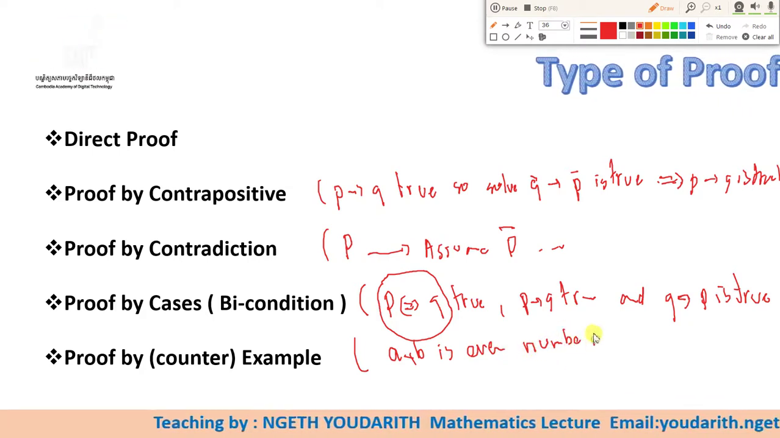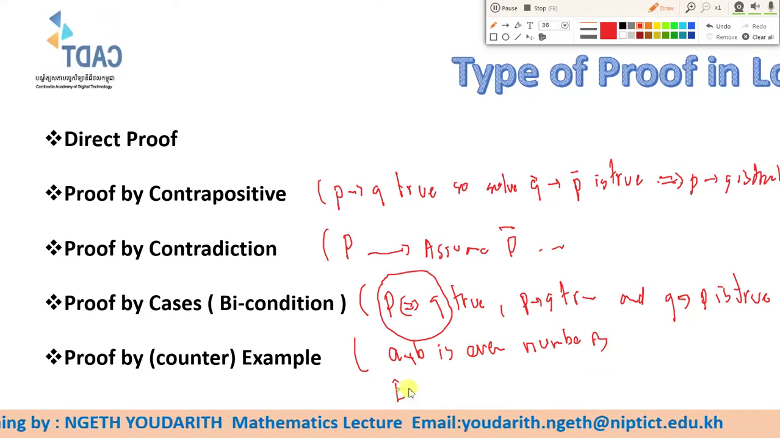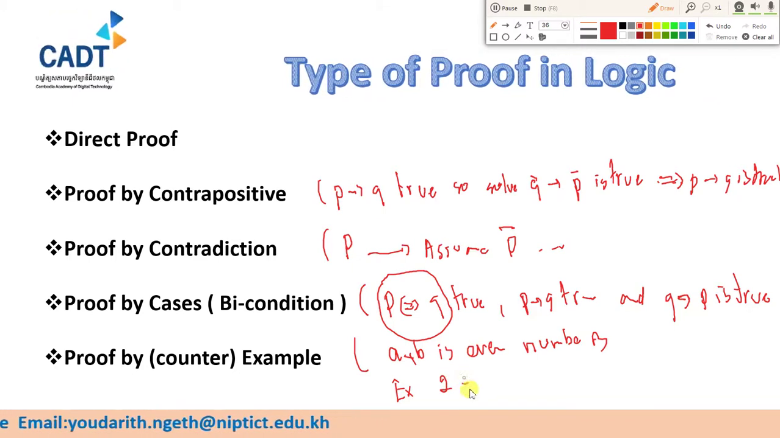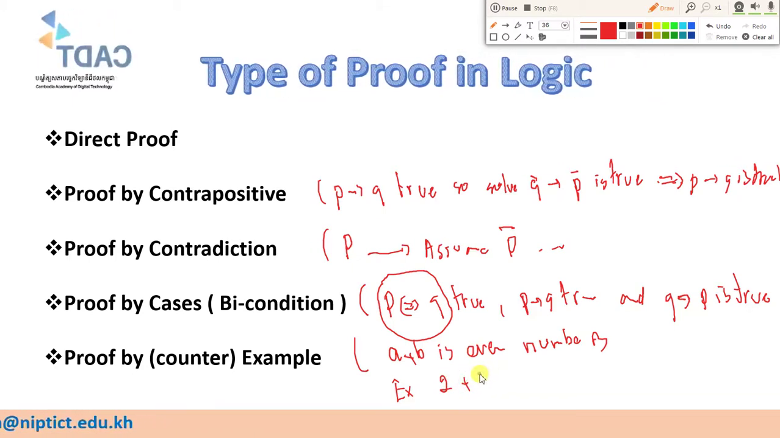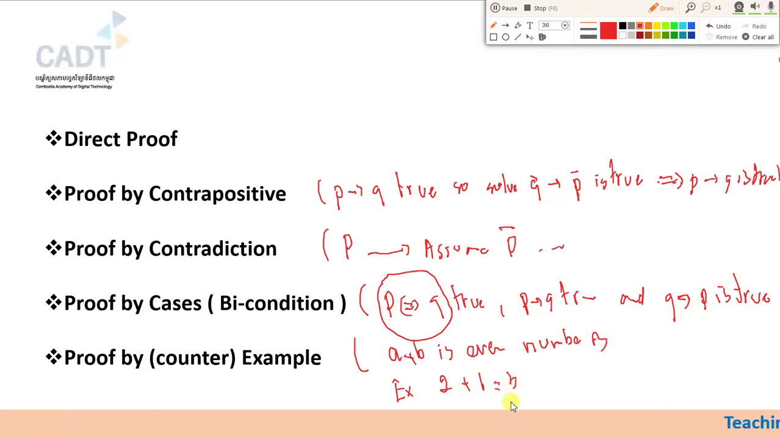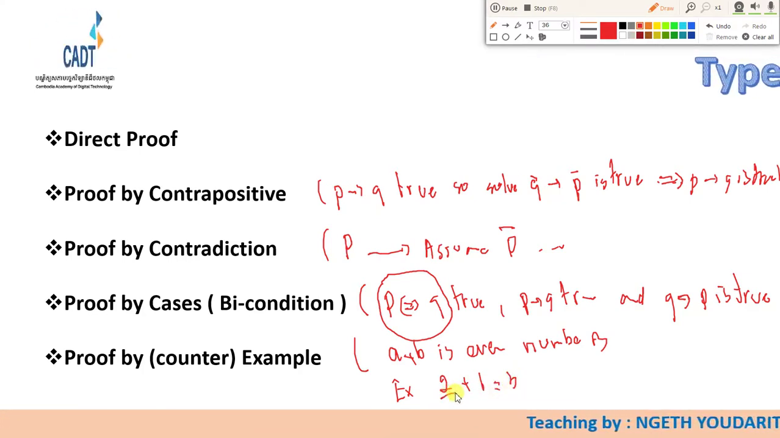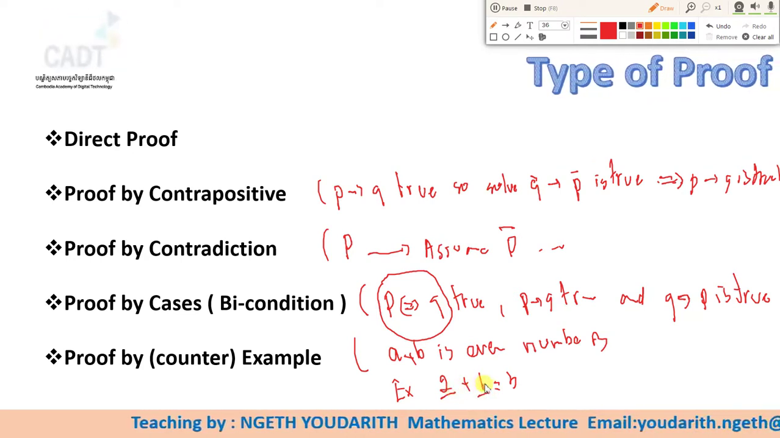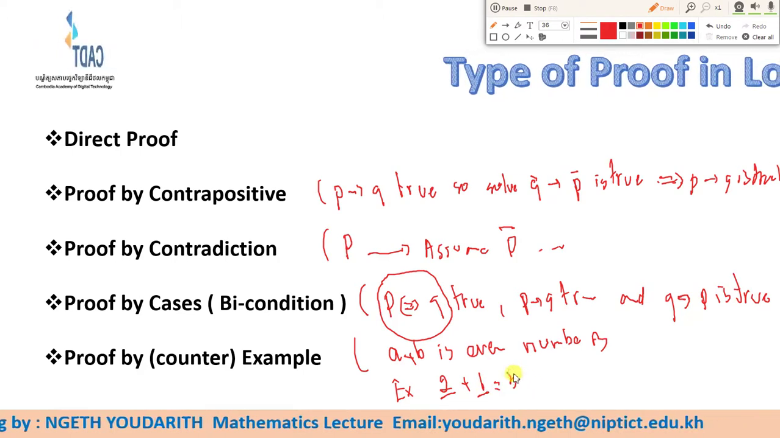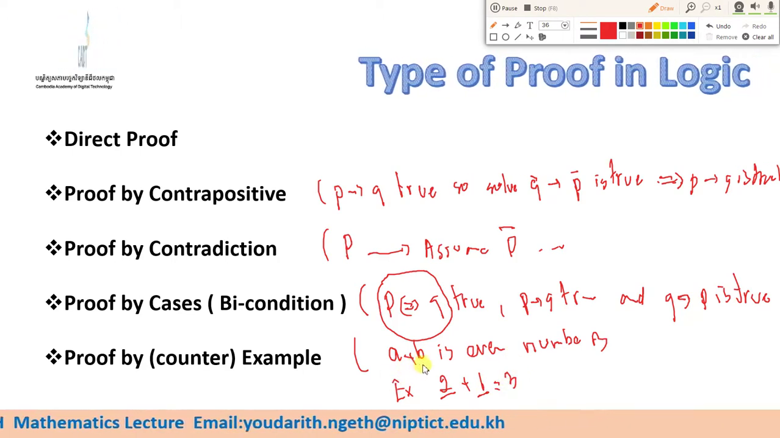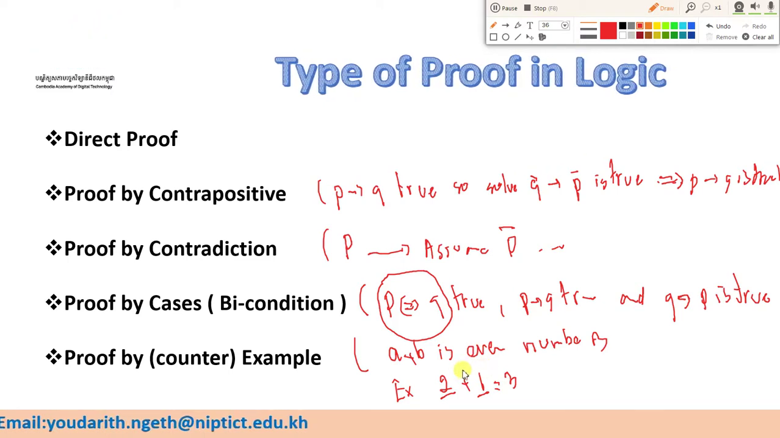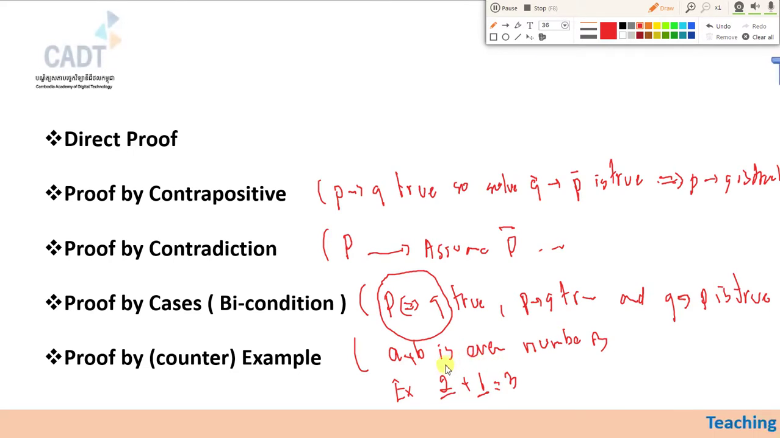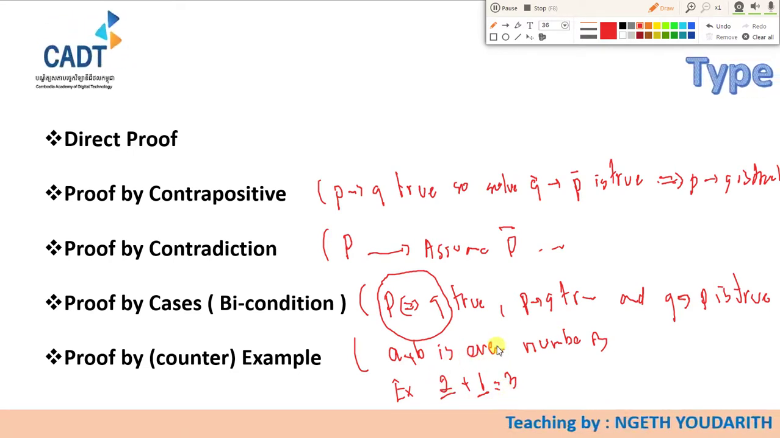Even number. But when I take an example, A is 2, B is 1, so it is equal to 3. A is an integer number, B is an integer number. Integer number plus integer number is odd number. But in this information, I said that A and B are even numbers. But when I take this example, A and B are not both even. So my information is false.